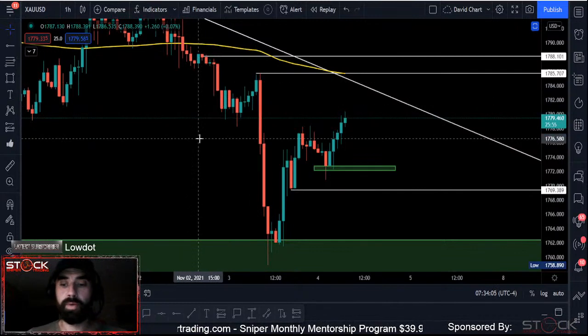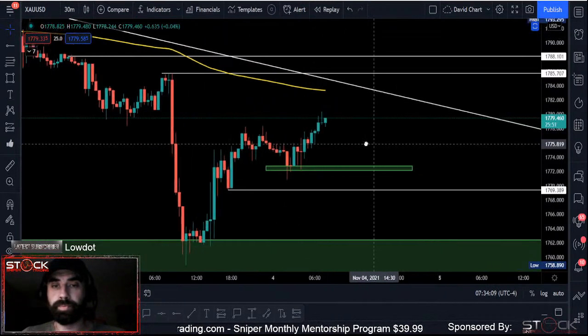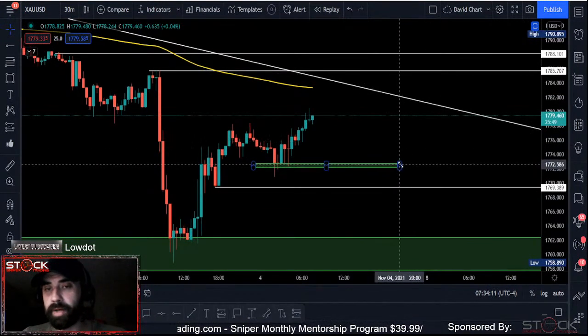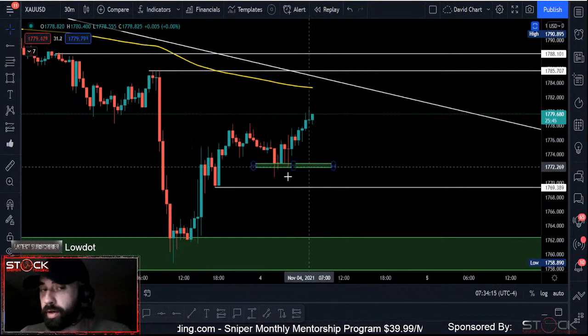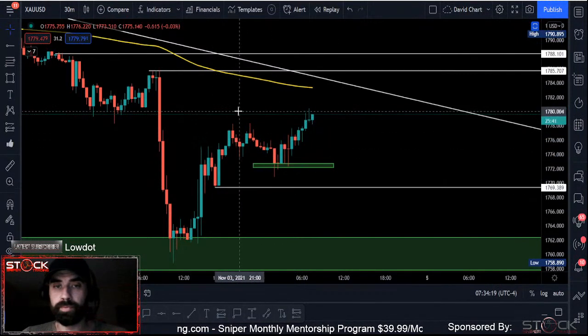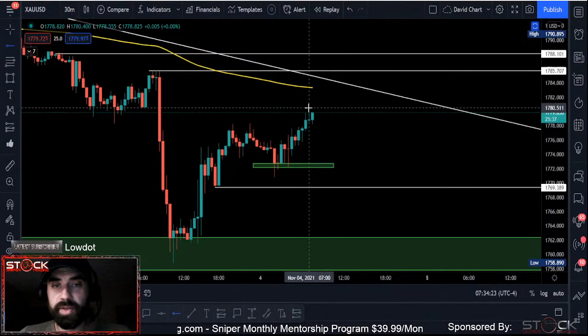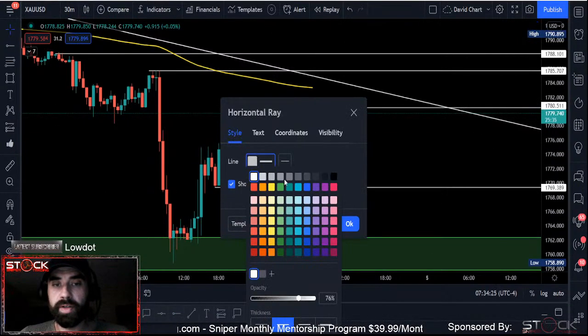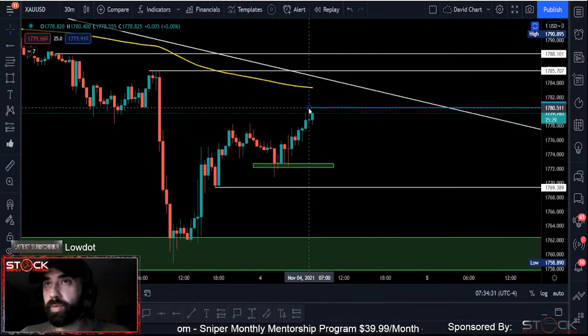Okay, now I'm going to drop it down to the 30. You can see when we drop all the way down to 30, there's a bunch of touches in this area right here. That's why I drew that overall green area. Okay. Now we have to see in terms of resistance on the 30-minute time frame. Okay, around 1780.5 is the top of this current wick.